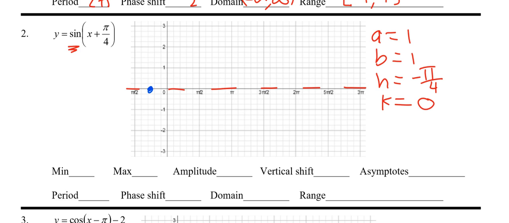Okay. Did you get the correct A, B, H, and K? 1, 1, negative pi over 4, and 0. Got the correct center line. You found HK. Is HK on the sine wave or under the max? That's actually on the wave, right?